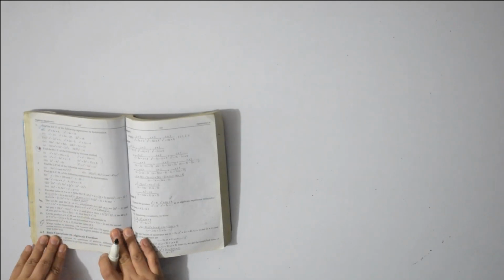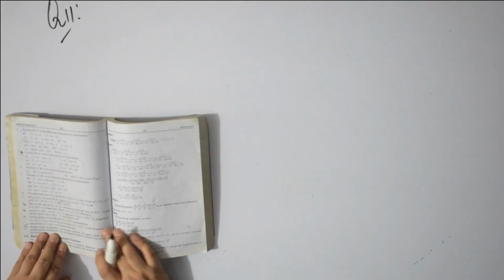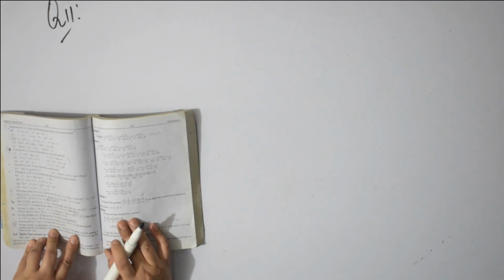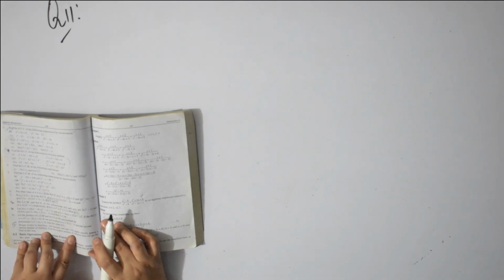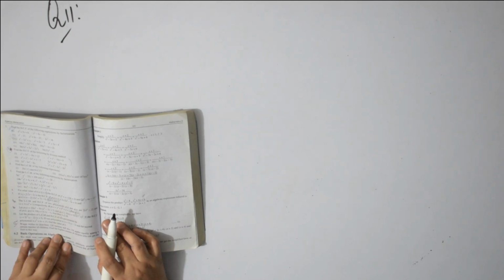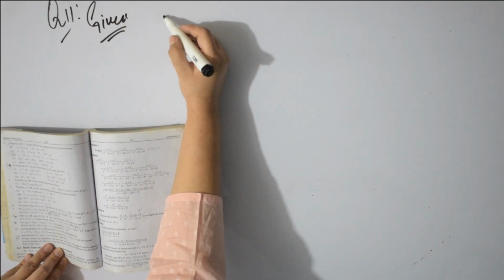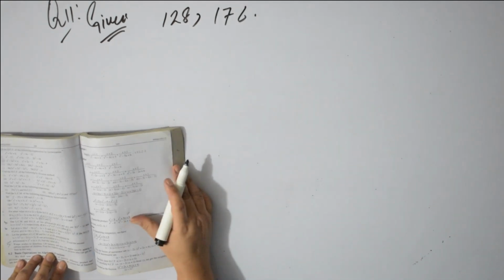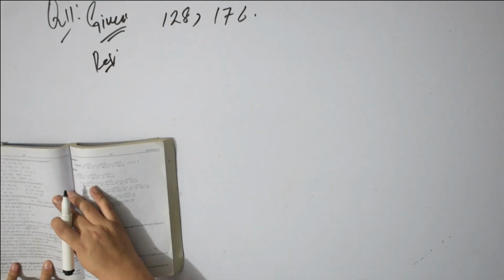Now the last question of this exercise is question number 11. Again it's very simple. Question number 11 is: Waqas wishes to distribute 128 bananas and also 176 apples equally among a certain number of children. Find the highest number of children who can get the fruit in this way. So what is given in question number 11? Given are two numbers, 128 and 176, and what is required is to find the highest number of children.